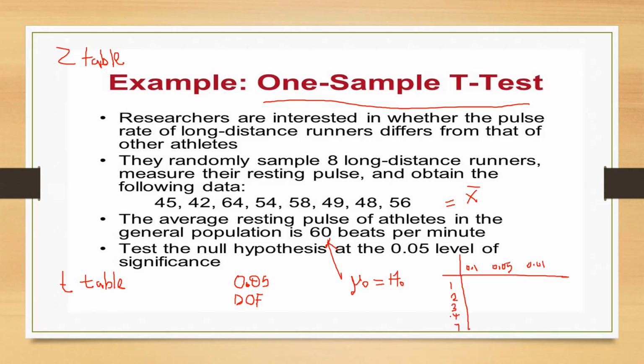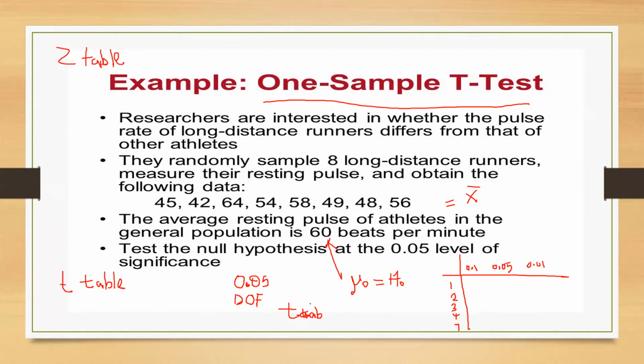I hope you are following me. Can you all see the illustration on the screen? Yes, sir. Okay. On your T table, how do you check the critical value? The critical value that I'm saying you should locate is also called the T tab. That is the tabulated T value.